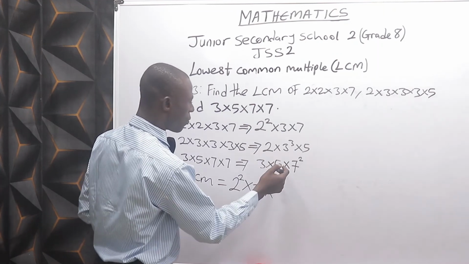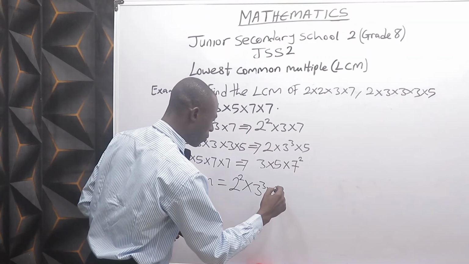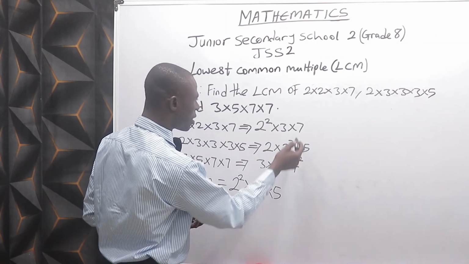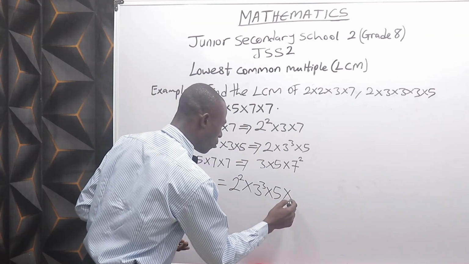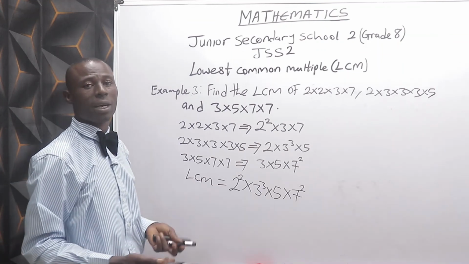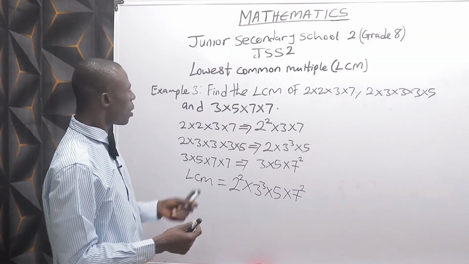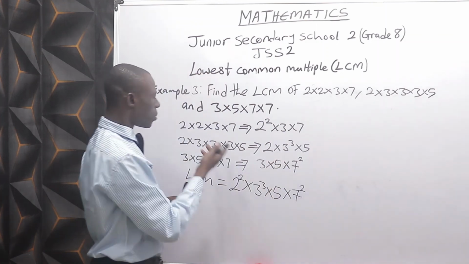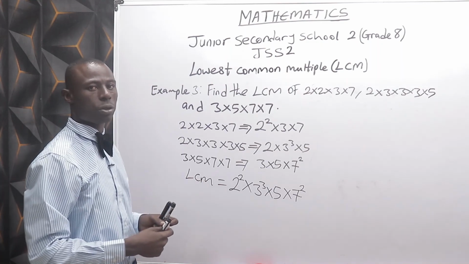times 5 raised to power 1, 5 raised to power 1. 5 does not exist in this one, so we take 5. At least that's what we have. 7 raised to power 2 here, 7 raised to power 1 here. 7 does not exist in the middle number, so we go for the one with the highest power, 7 raised to power 2. And this is the answer. So anytime a question is posed to you like this, don't be scared. Only be careful. If it is not expressed in index form, try to express it in index form so you can apply the method I taught you. That is it.